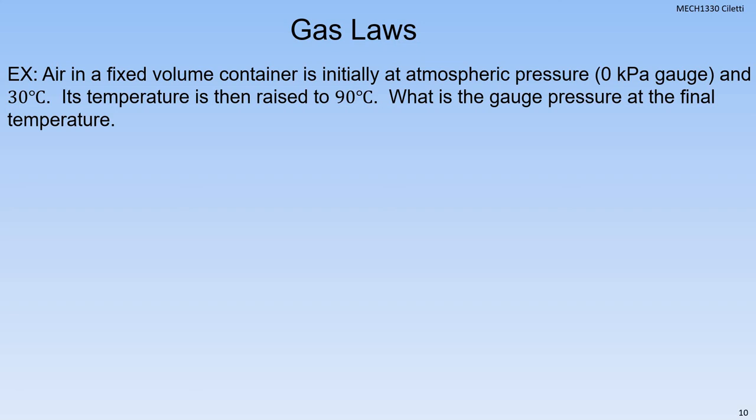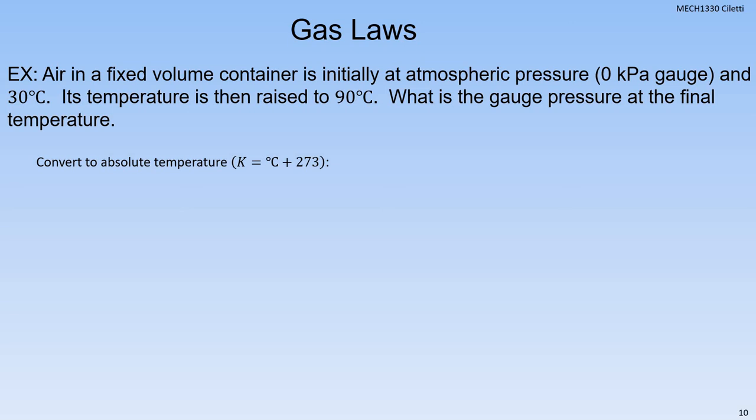Same concept. Air in a fixed volume container is initially at an atmospheric pressure of 0 kPa gauge and 30 degrees Celsius. Its temperature is then raised to 90 degrees Celsius. What's the gauge pressure at the final temperature? All right, so the equation is going to be the same. We've just got to make sure that we get into the right temperatures and the right pressures in metric. So we've got to get to absolute temperature.